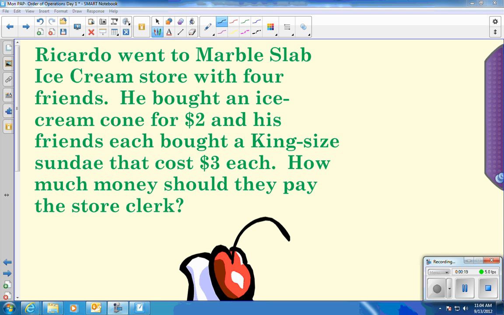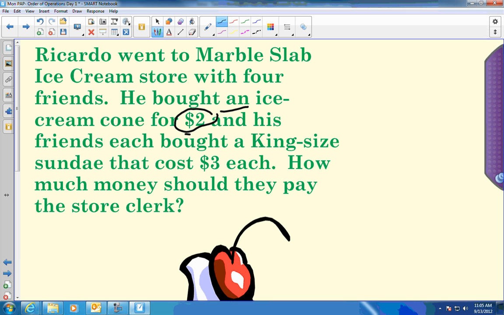So we always want to go and use our test taking strategies, to underline important information. He bought an ice cream cone for $2. And his friends each bought a king-size sundae that cost $3 each. How many friends? He had 4. How much money should they pay the store clerk?